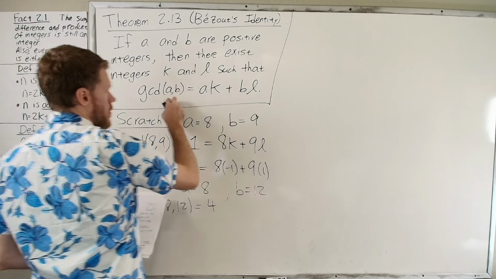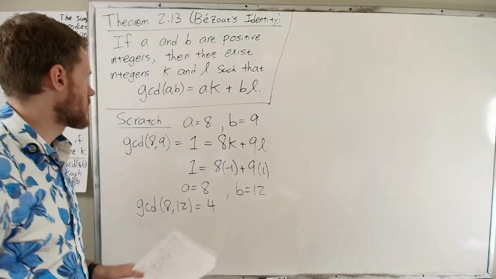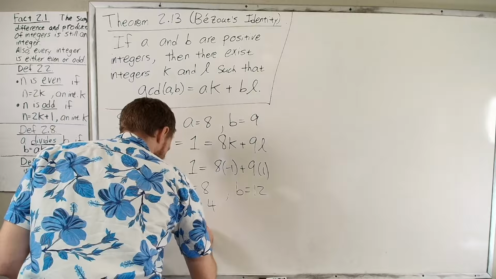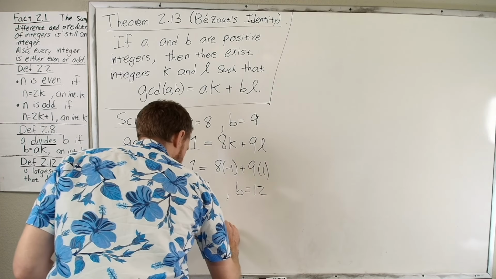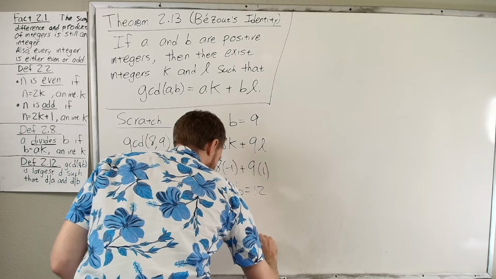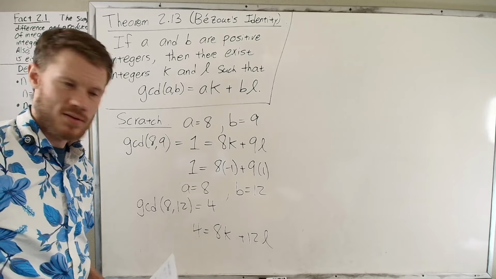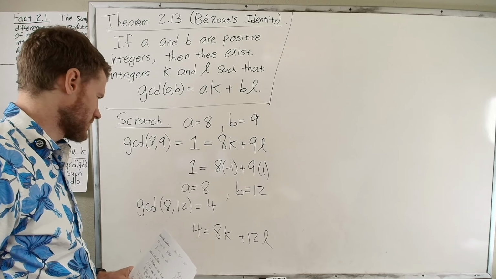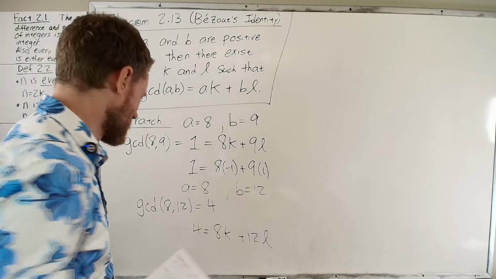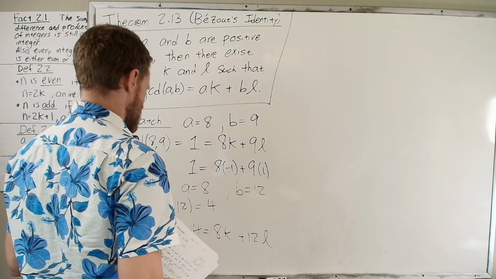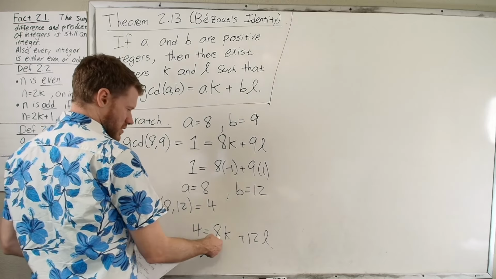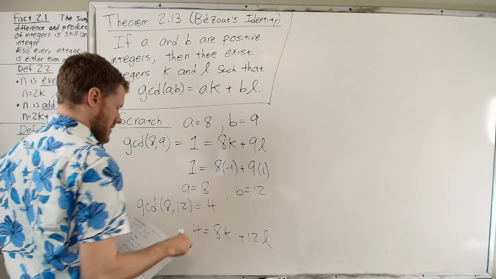So can we write 4 as a linear combination of 8 and 12? And the answer is yes. Does 4 equal 8 times k plus 12 times l for some k and l? Do you see the way to do it? I can't believe it's -1 and 1 again. That doesn't always happen. So you can see how to do it, right? This would be -1 and that'd be 1.